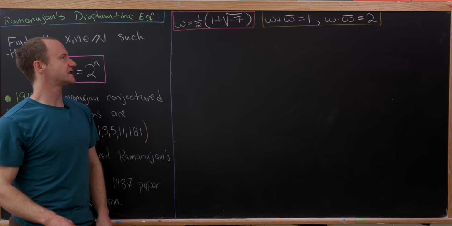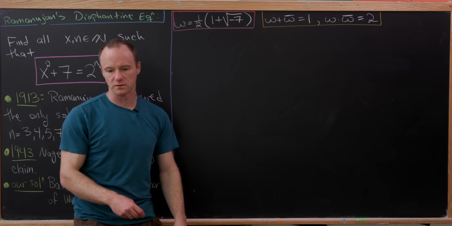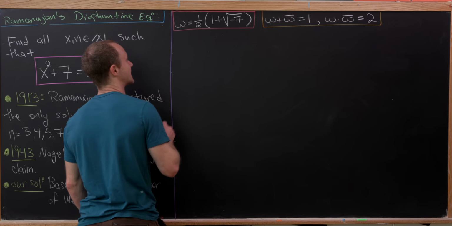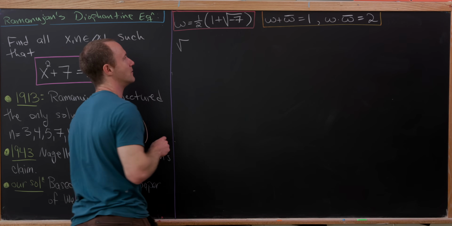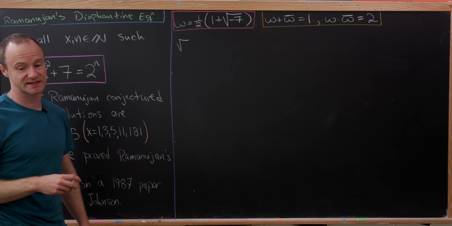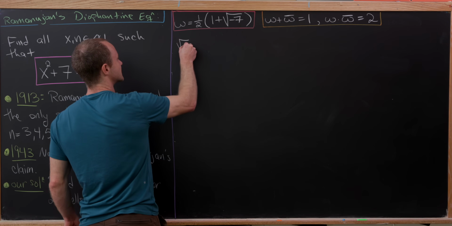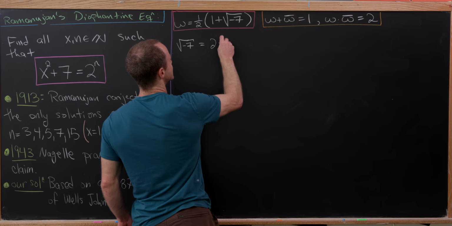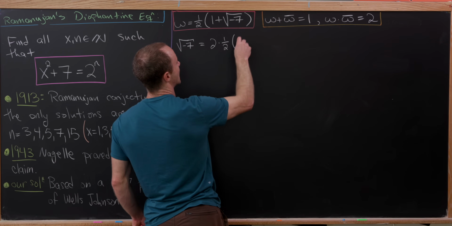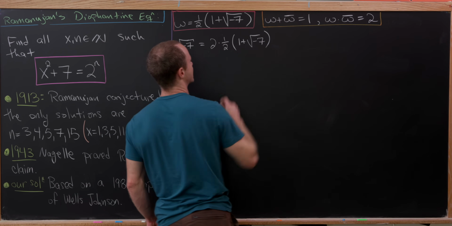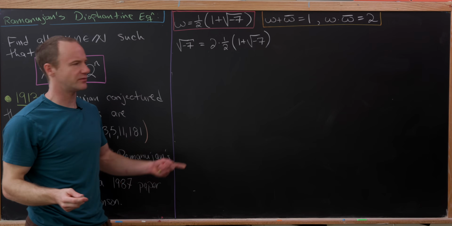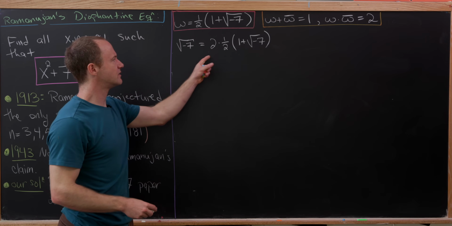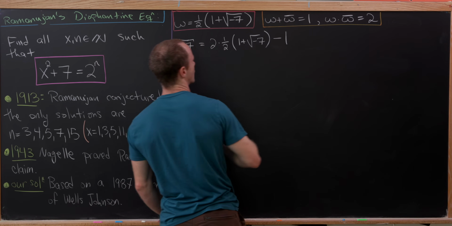Okay, so we're working with this number omega that satisfies these rules up here. But let's now take this number root negative 7 and express it in terms of omega and omega bar. So let's note that root negative 7 is going to be equal to 2 times 1/2 times 1 plus root negative 7. I've got the 2 there because I want to cancel out this half, and I've got this whole thing here because that is our omega. But notice now I've added a 1, so I need to subtract 1 there.